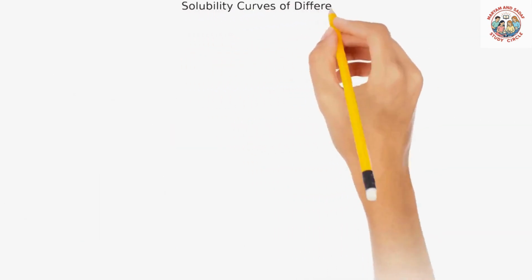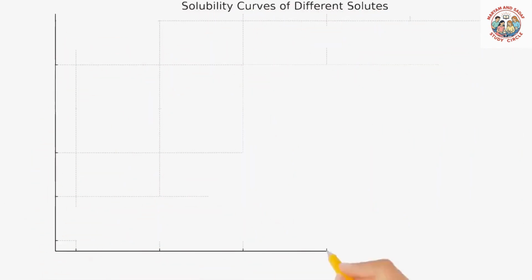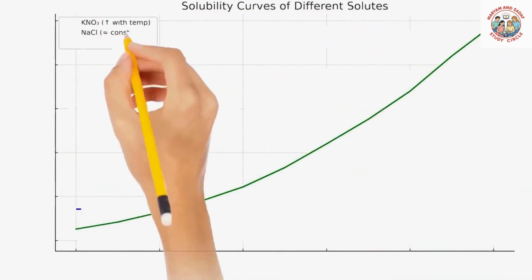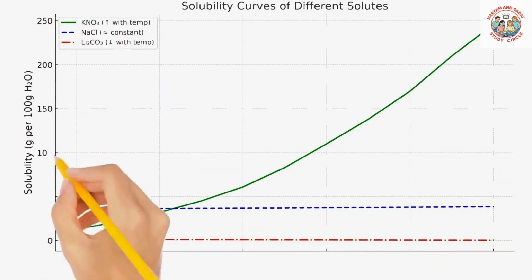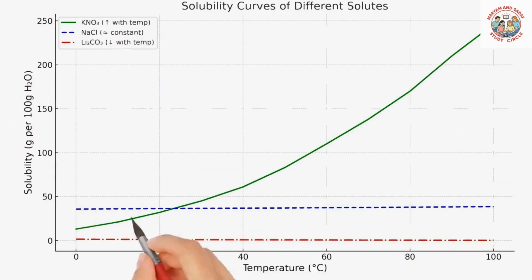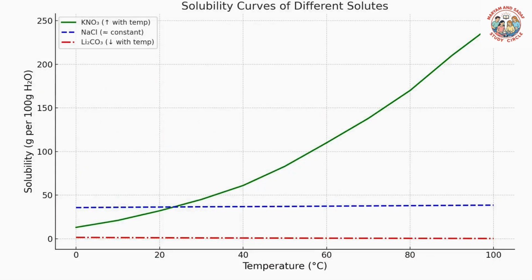This graph shows how the solubility of 3 different compounds changes with temperature. As temperature increases, different solutes behave differently. Potassium nitrate becomes much more soluble, showing a sharp rise in solubility. In contrast, sodium chloride stays nearly constant, with little change across temperatures. Lithium carbonate, however, becomes less soluble as the temperature goes up.